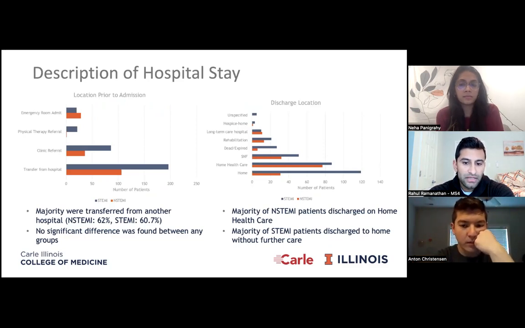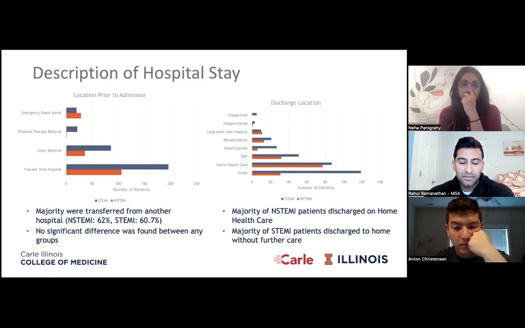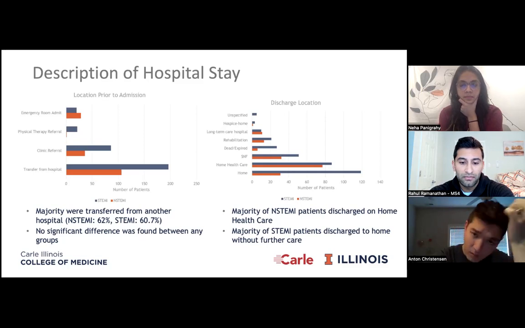For the discharge location, we found that the majority of NSTEMI patients were discharged on home health care, while the STEMI patients were typically discharged to home without further care. This may be due to the fact that NSTEMI patients typically have a lot of comorbidities that require a longer hospital stay and thus may translate to more close care at home.